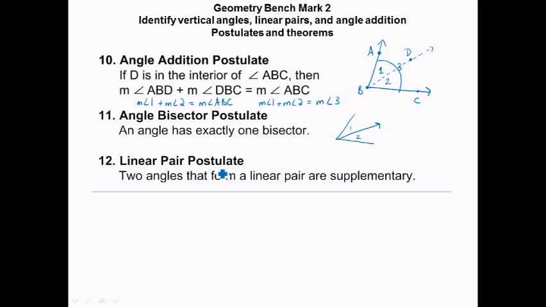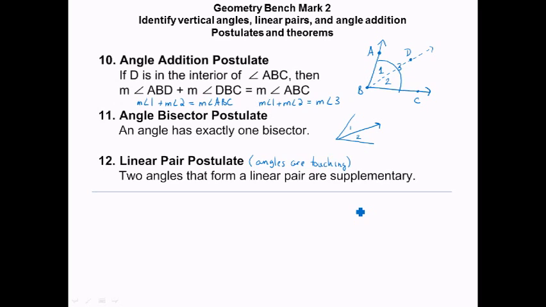Linear pair postulate: two angles that form a linear pair are supplementary. This is one of those more definitional things. Linear pair and supplementary get interchanged a lot because they're both 180 degrees. The difference between a linear pair and just plain supplementary is that the angles of a linear pair are touching. With supplementary angles, they don't have to be.